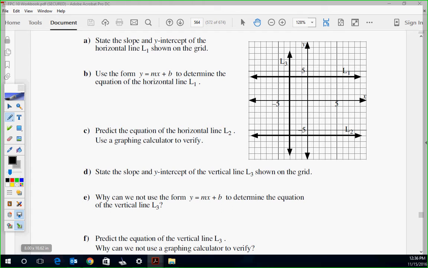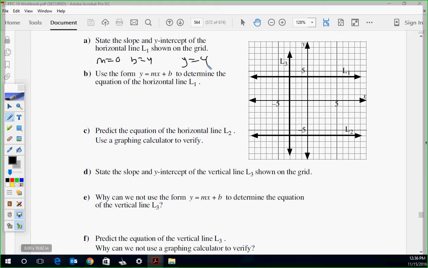So it says state the slope and y-intercept of the horizontal line 1. Remember, horizontal lines have a slope of 0. So the slope is 0, and what's the y-intercept? Line 1, 4, right? You can write this equation out if you want, but it's simply going to be y equals 4 because the slope's 0.